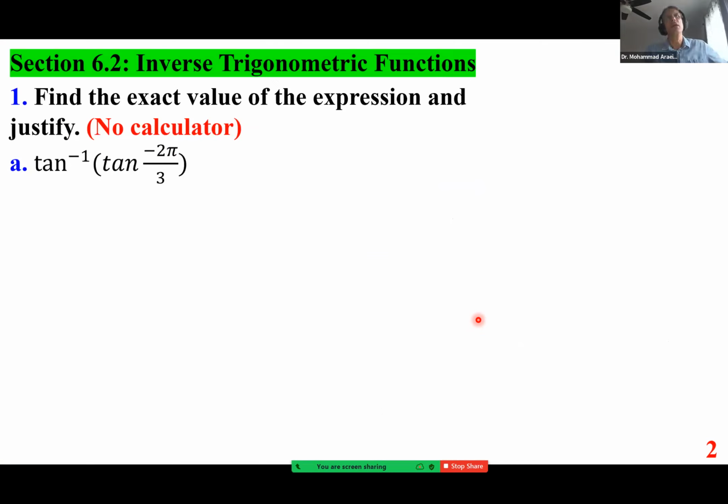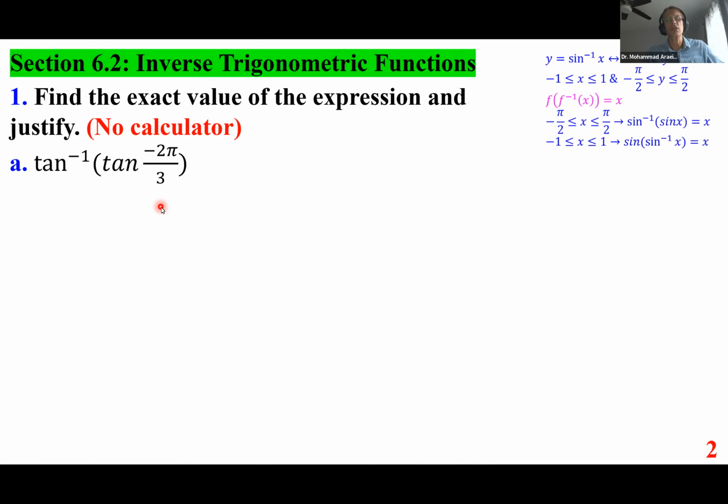We want to find the exact value, so we can look at tan of negative 2 pi over 3, which is the same as pi over 3. First, let's discuss the basic information about inverse functions.